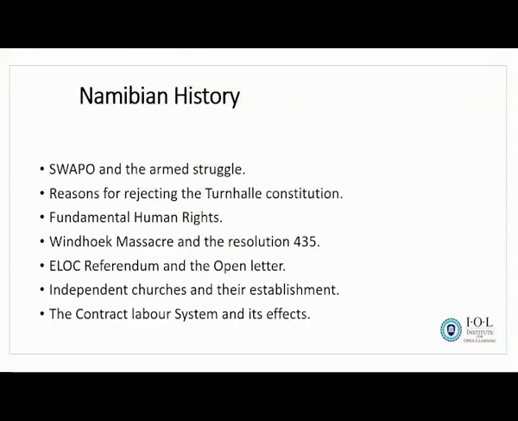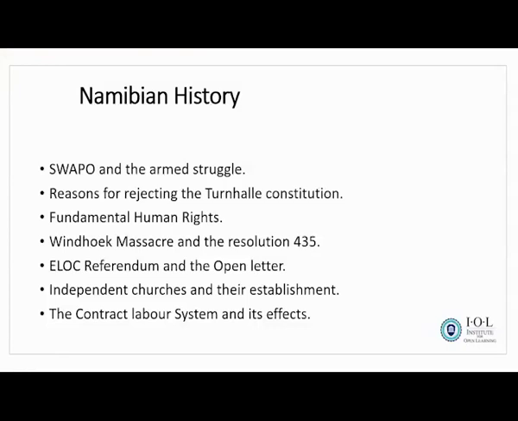You are also required to know the fundamental human rights. These are the rights that we can find in the Namibian Constitution. If you have a Namibian Constitution, you'll be able to find out the fundamental human rights, not just any right.